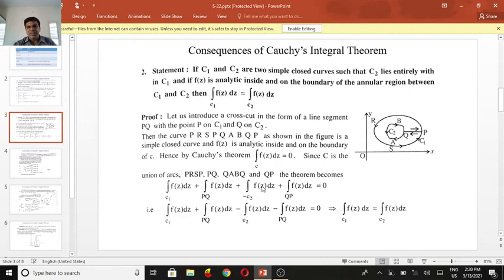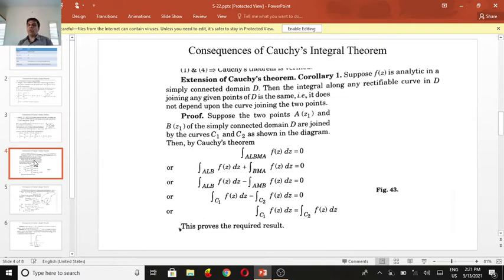That is, if we take this to the other side, the integral over C1 of f of z dz is equal to the integral over C2 of f of z dz. This is where Cauchy's integral theorem is applicable, in a closed curve.